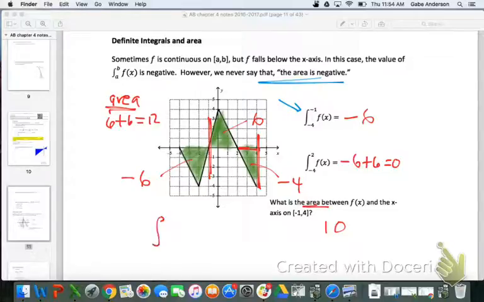Let me take it a little bit further. What if I asked you this, though? Integral from -1 to 4 of f of x dx. What would you guess that is? 2. Yeah. 6 plus -4 equals 2. Remember, the integral doesn't really care about area. The integral is simply going to say, are you adding up positives, are you adding up negatives, or is it a mix? And if it's a mix, you got to consider that. If it's negative, you got to consider that as well.